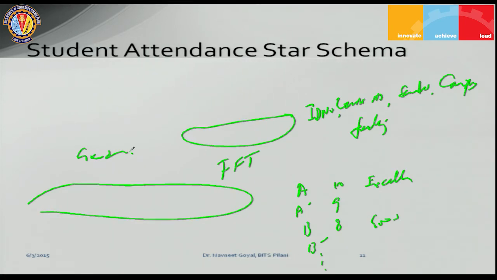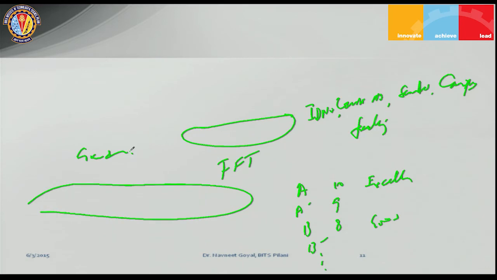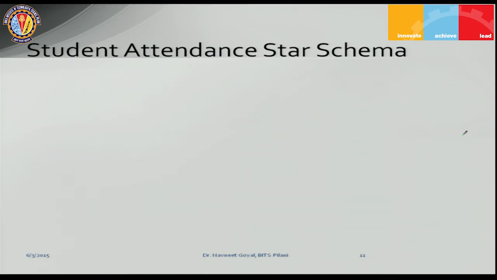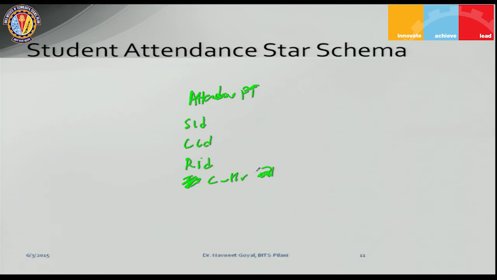Okay, so I've left this, right. So attendance, let me clear this so that I can draw the schema here. So student attendance: you will have an attendance fact table which is factless. Here you'll have student ID, course ID, attendance, right? Room ID, term ID, no, this would be class hour ID, class hour ID.